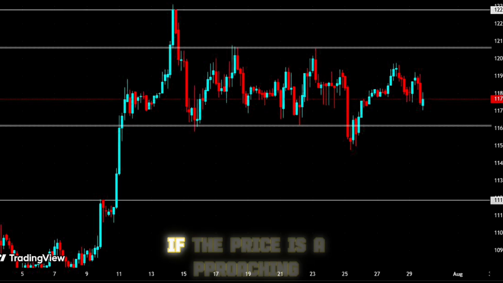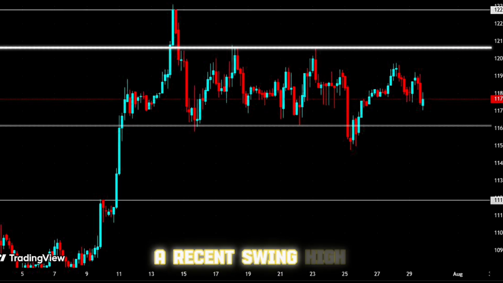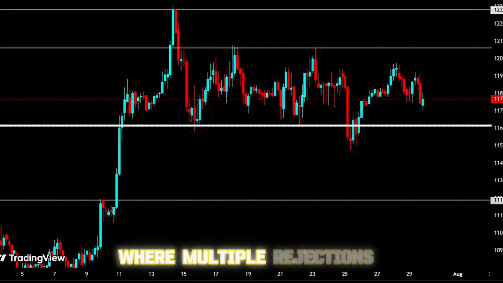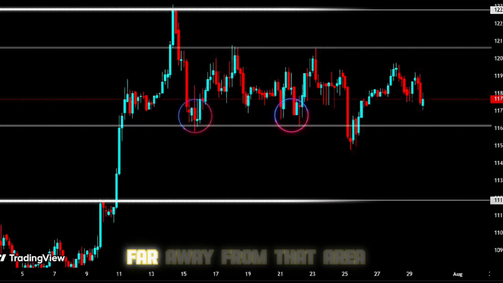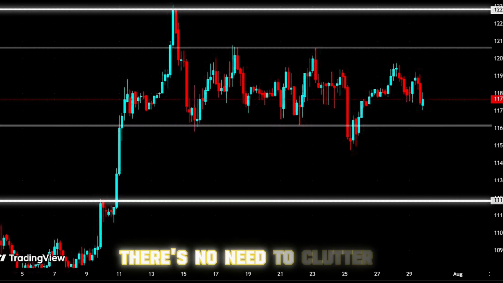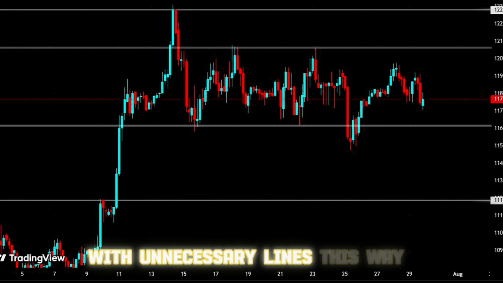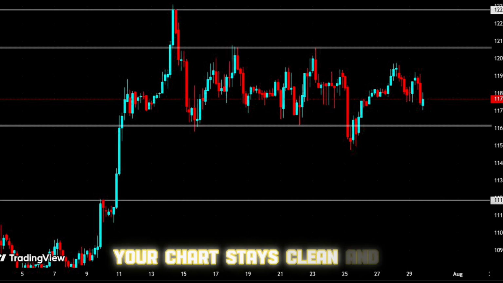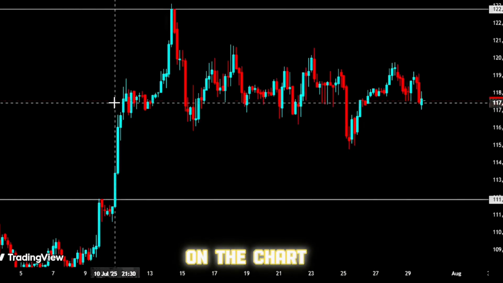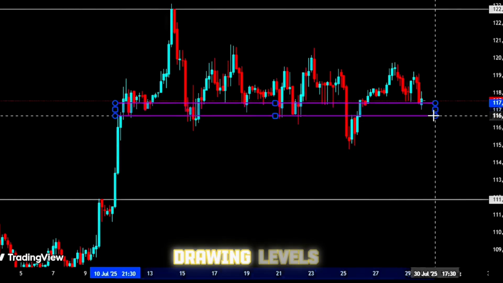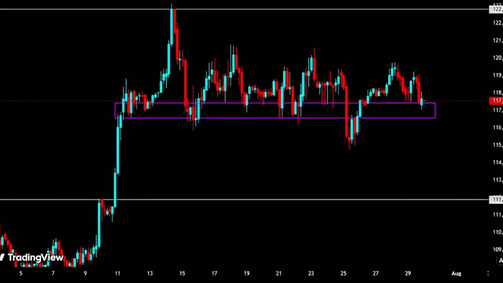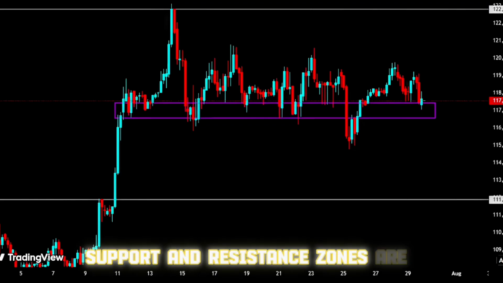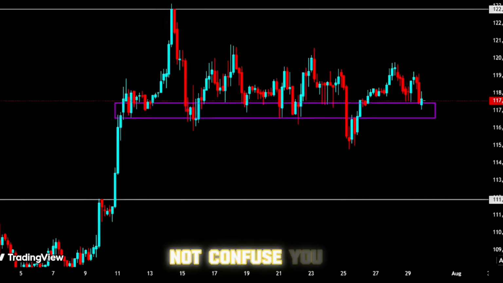For example, if the price is approaching a recent swing high or a demand zone where multiple rejections happened earlier, that's your zone of interest. But if the price is far away from that area, there's no need to clutter your screen with unnecessary lines. This way, your chart stays clean and your decisions stay focused. Let's apply this live on the chart. You'll see I'm only drawing levels near where price is currently trading, not every historical bounce. Remember, support and resistance zones are there to help you, not confuse you.